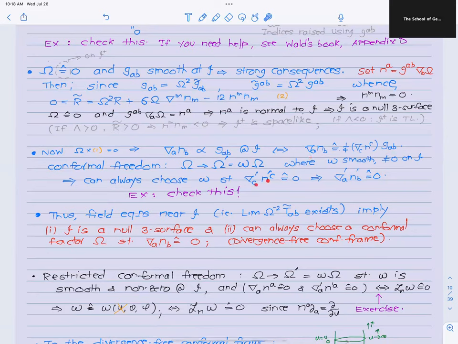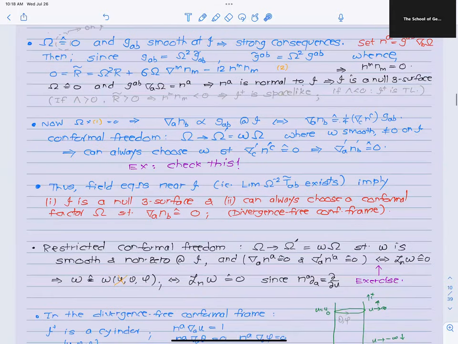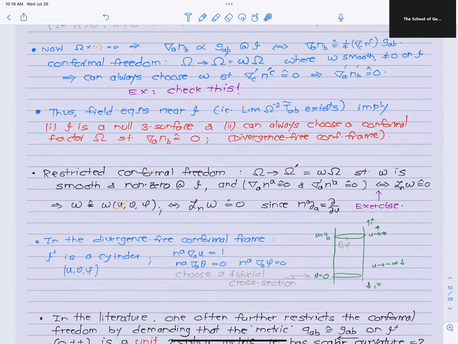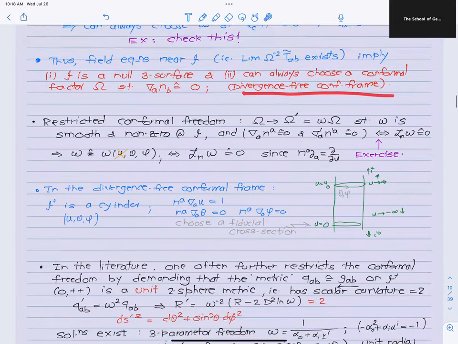But in fact, if grad prime n prime is equal to zero, then grad prime of n prime up here should also be equal to zero. So we can always go to a conformal frame just by choosing a suitable conformal factor such that n is actually covariantly constant just at scri, not everywhere, not in the neighborhood of scri, but just at scri. Do the field equations near scri imply that scri is a null surface, and we can always choose a conformal frame which is divergence free?